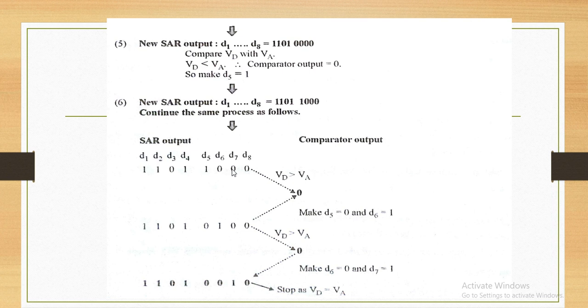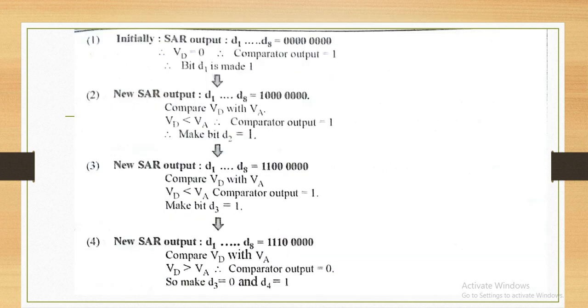But one most important thing you have to keep in mind is that whenever VA is greater than VD, we have to make the next bit a 1. Okay, and whenever VD is greater than VA, we have to make the current bit a 0 and the next bit a 1. Which means when VD is greater than VA, we have to just decrease that digital count, and whenever VA is greater than VD, we have to just increase that digital count so that we can match the value of VA. So this process is done till the 8 bits or n bits complete.